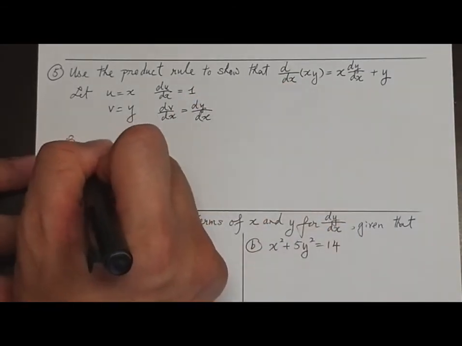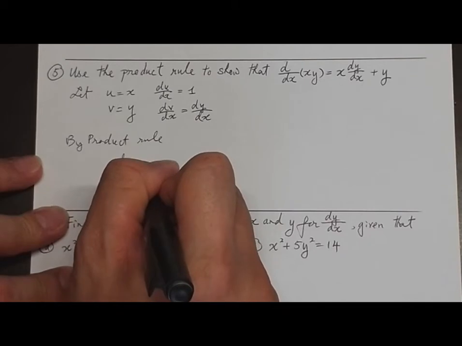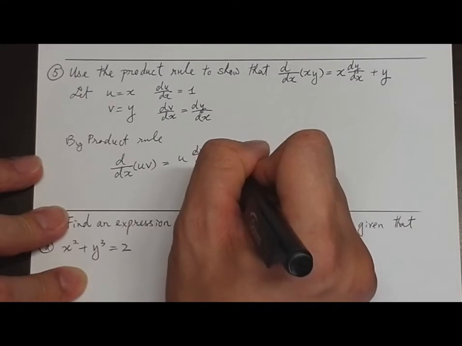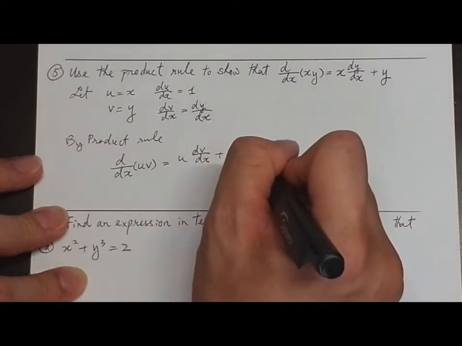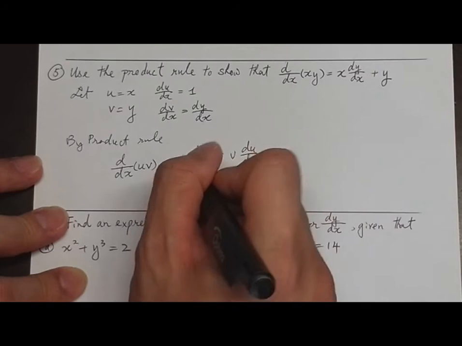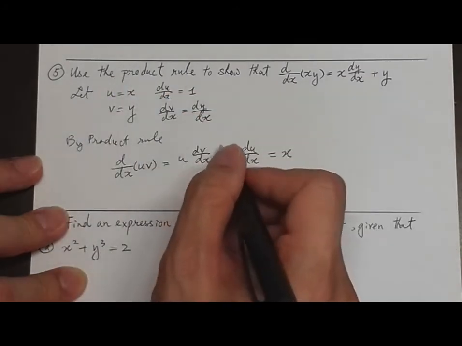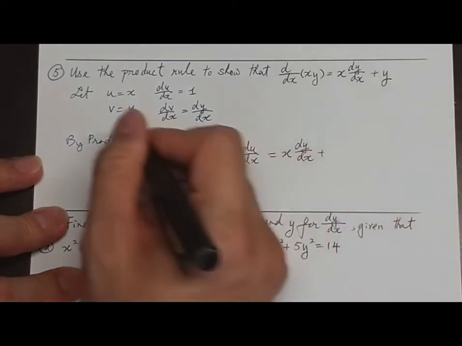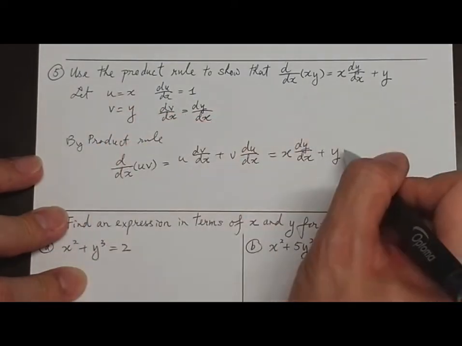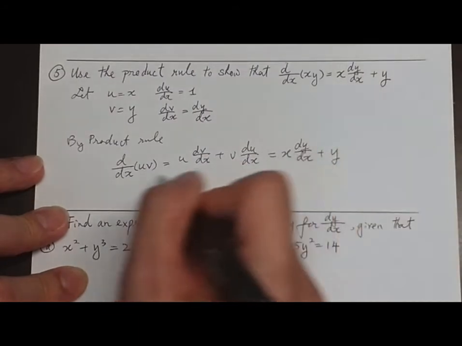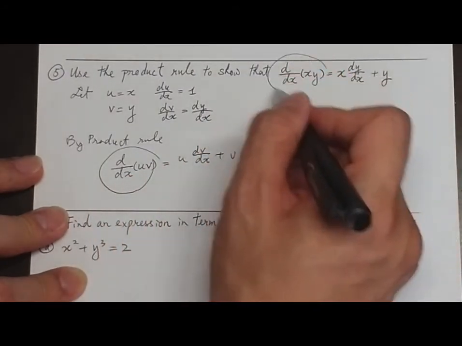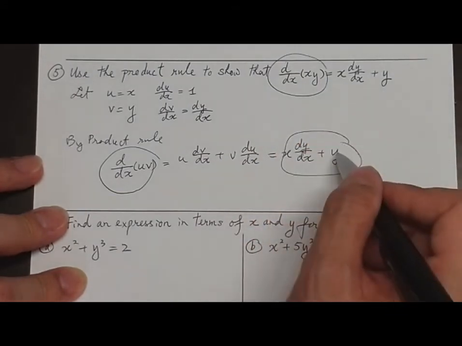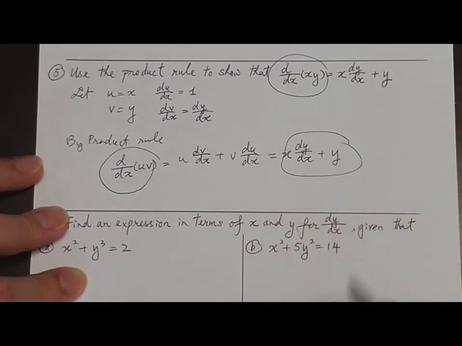And by the product rule, d(uv)/dx is equal to u dv/dx plus v du/dx. And u is equal to x, dv/dx is equal to dy/dx, v is equal to y, and du/dx equal to 1. So we prove that the differentiation of d(xy)/dx is equal to x dy/dx plus y.